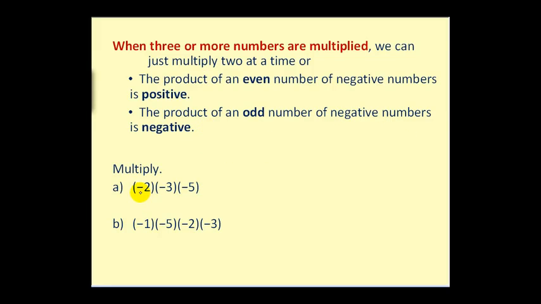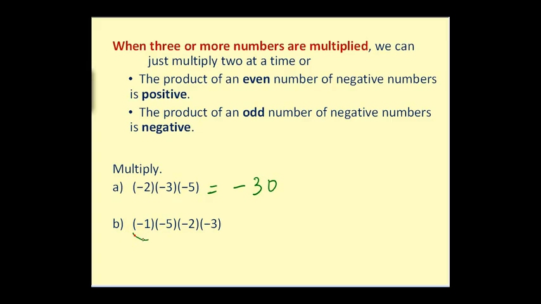So for example, on part A here we have 3 negative numbers being multiplied together. 3 is odd, therefore this product must be negative. And then we can just multiply the absolute value of these together. 2 times 3 would be 6, times 5 would give us 30, but we already know our answer is going to be negative.